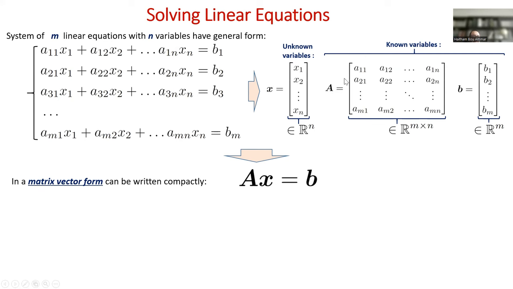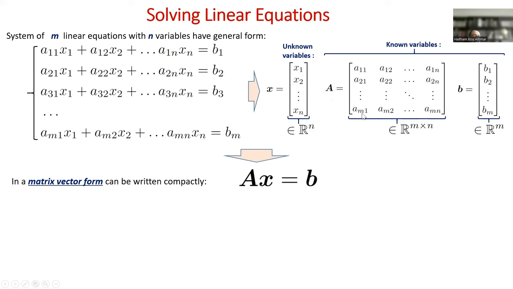So if you look at AX, you will be doing A11X1 plus A12X2 plus dot, dot, dot, up to A1NXN, because you're doing the inner product of this row with X. That is the first part of this equation. And we set that equal to B1, because when we say equal here, we mean equal component-wise. Then you take the second row, which is A21X1 plus A22X2 plus dot, dot, dot, up to A2NXN, and that's equal to B2. And of course, you repeat that for all the rows.